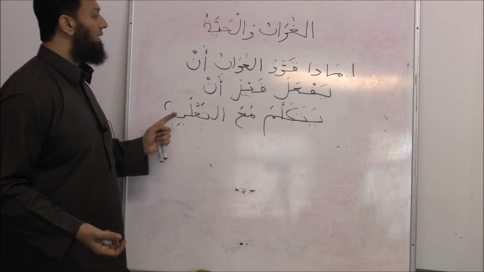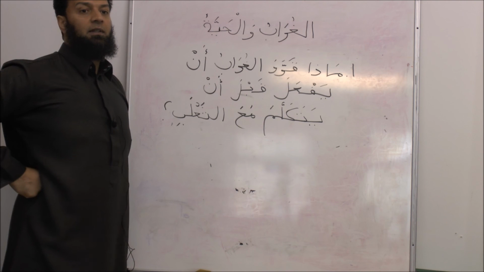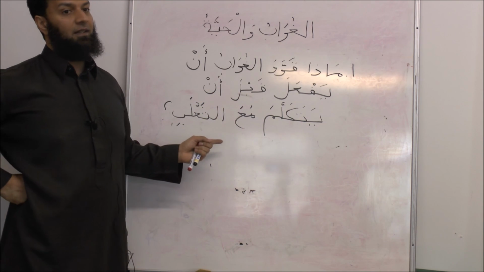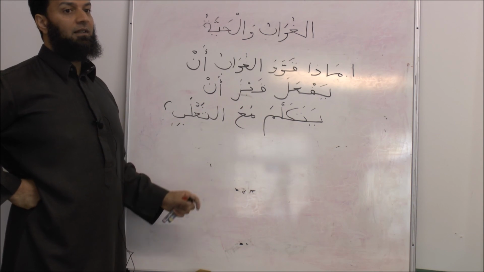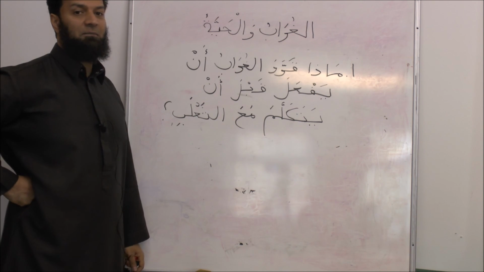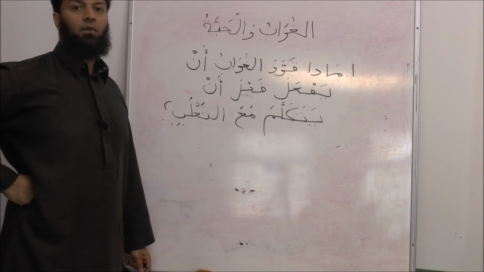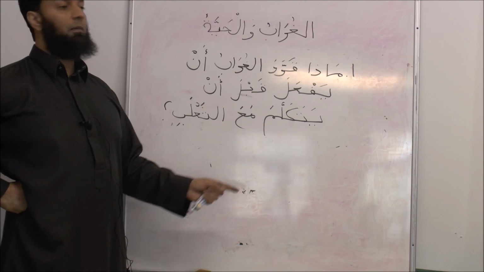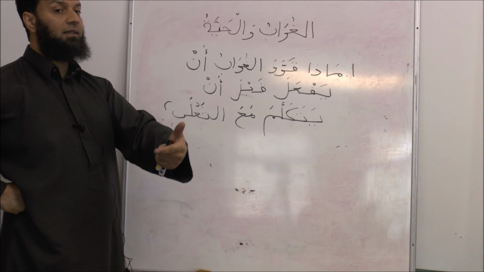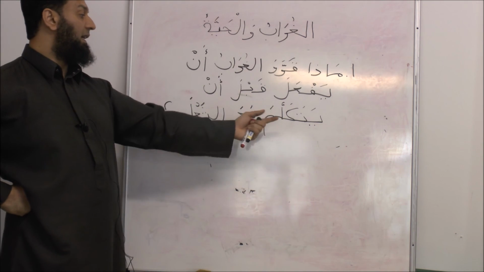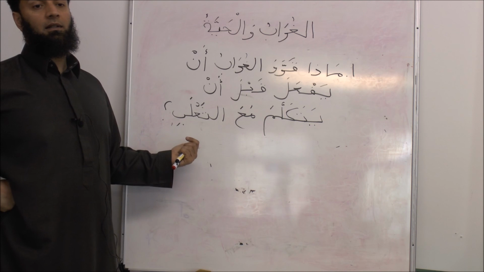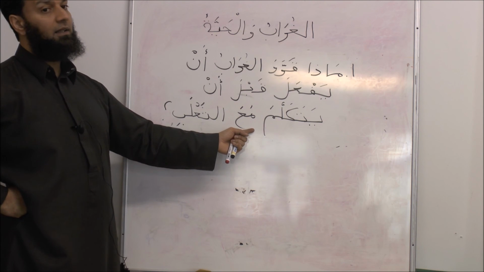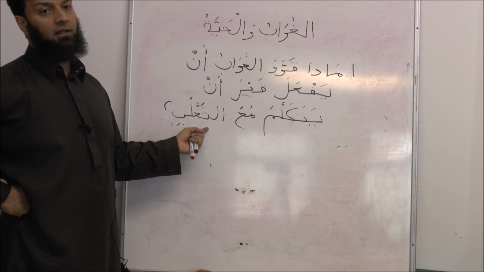Ma'a a tha'labi. So what does a complete sentence mean, Abdul Hamid? You've already done the first bit. So what did Al-Ghurab decide to do before? Good. Before an yatakallama. Remember we said yatakallamu, he speaks. قبل أن يتكلم مع ثعلبي. Before he speaks with a fox. The fox.